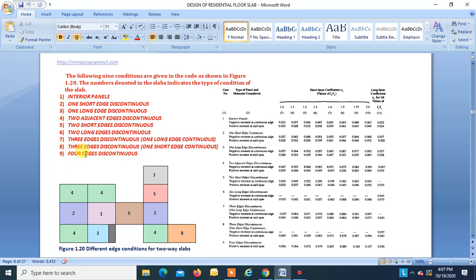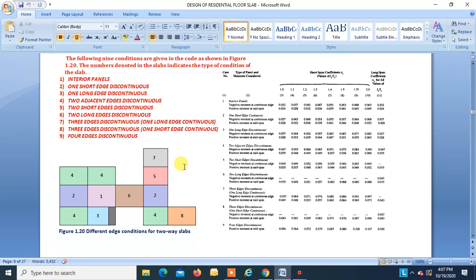And the last one is four edges discontinuous. That is a slab where all the boundaries are discontinuous. It's a separate slab, you can say, an isolated slab.